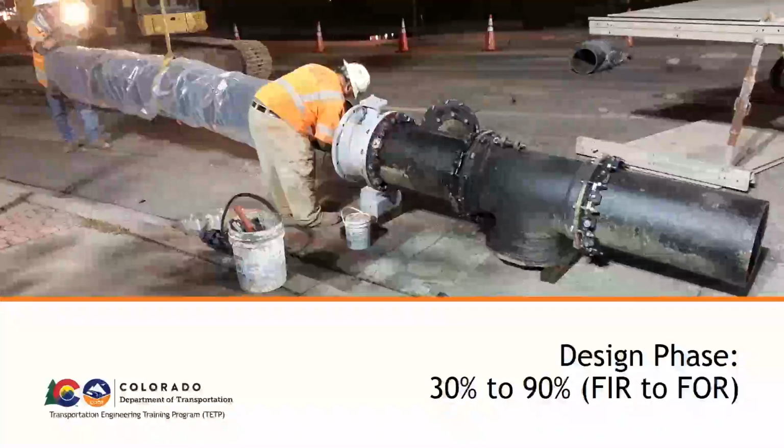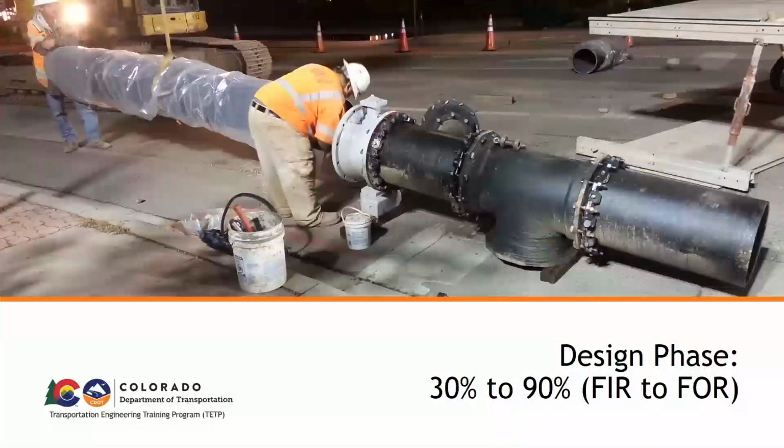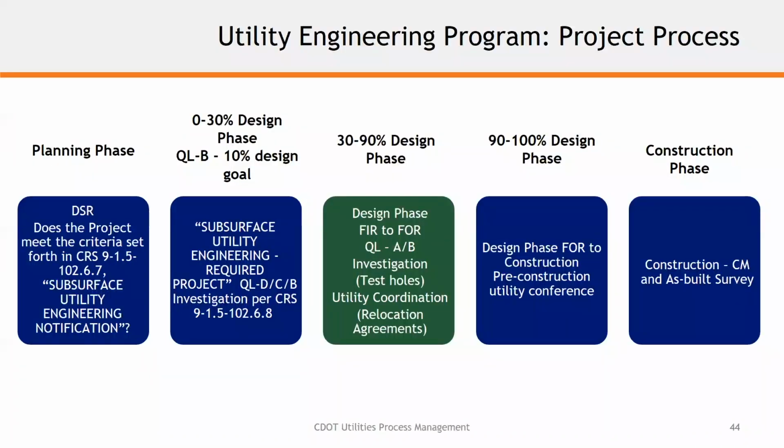Welcome to Module 4 of the CDOT Utilities Process Management course. We're now going to move into the 30 to 90% design phase of a project. With the 0 to 30% design phase completed, the utility engineering process continues into the 30 to 90% design phase.